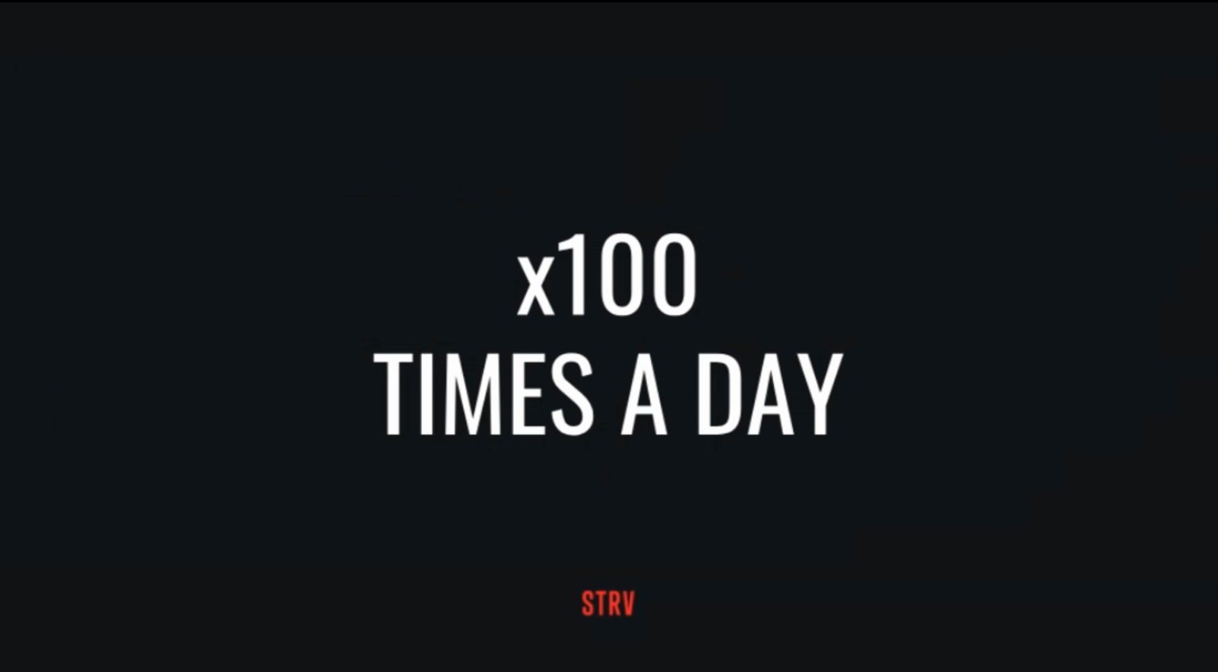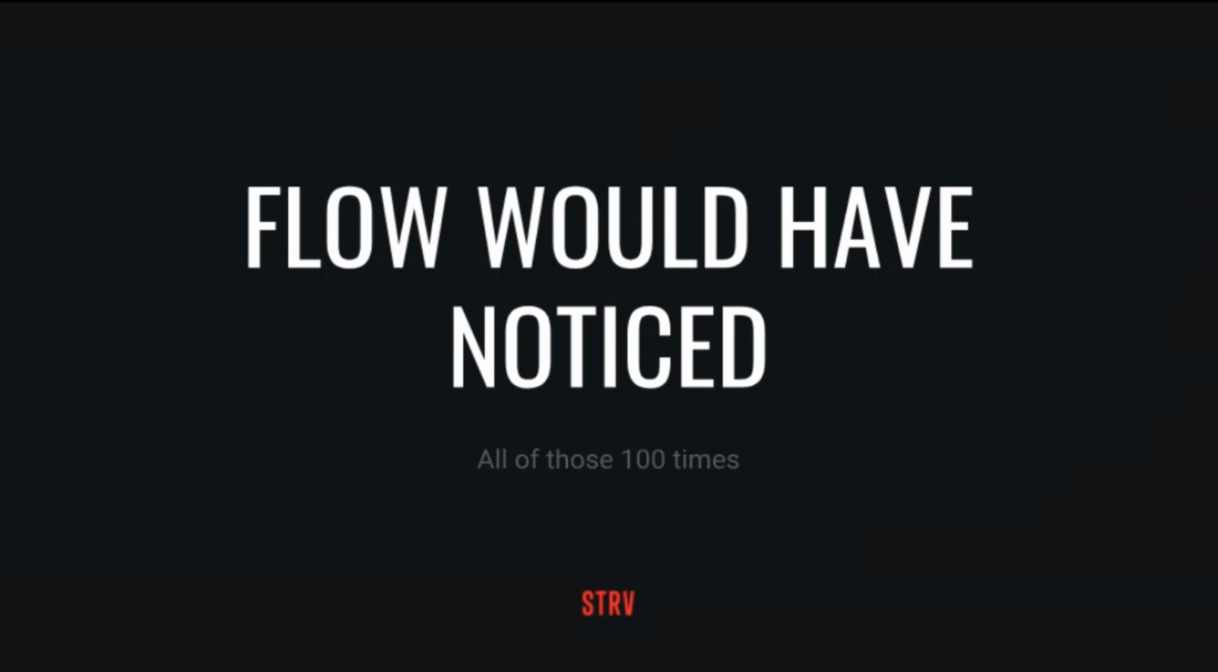But the good news is that instead, if we're not checking in the browser every time, but if we're using Flow, Flow will have noticed all those 100 times that we've been passing wrong data to our components, to our functions, to everything. So let's see how it looks.